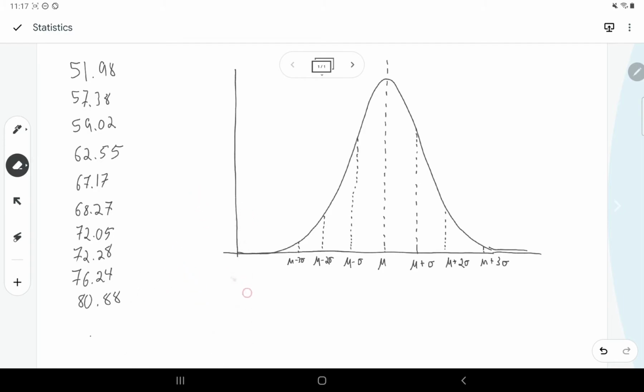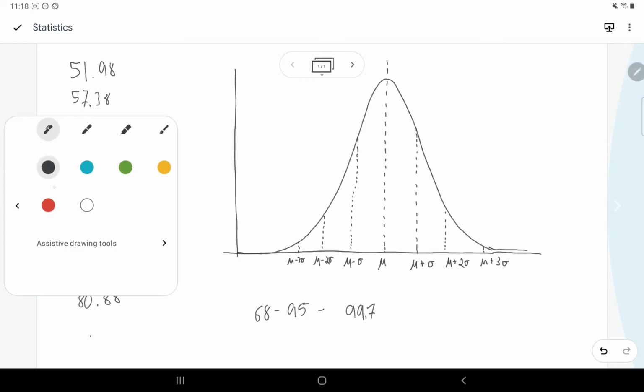But here's the property we're actually looking for. We're looking for 3 proportions. Those proportions are 68, 95, and 99.7. These are how we determine if something is normally distributed. And here's how that works.